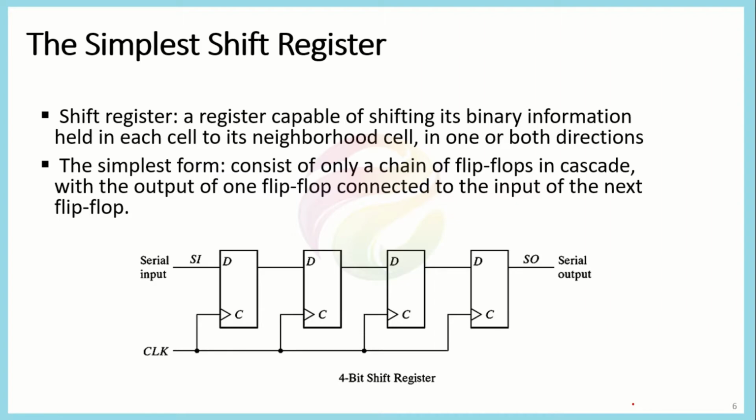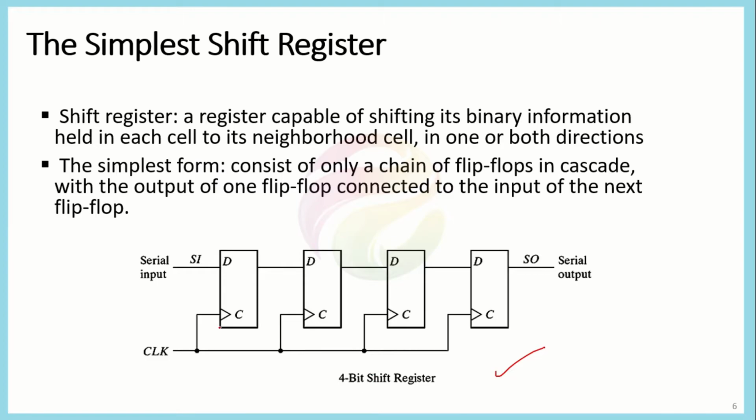Now we would be discussing another important type of register. This is known as the shift register. Generally, a register is called a shift register if it has the capability of shifting its bits from one neighbor cell to another neighboring cell. So if any register has the capability of shifting its binary information towards its left side or its right side, then we call it a shift register. Its example is considered in the form of this block diagram. We are representing here a 4-bit shift register.